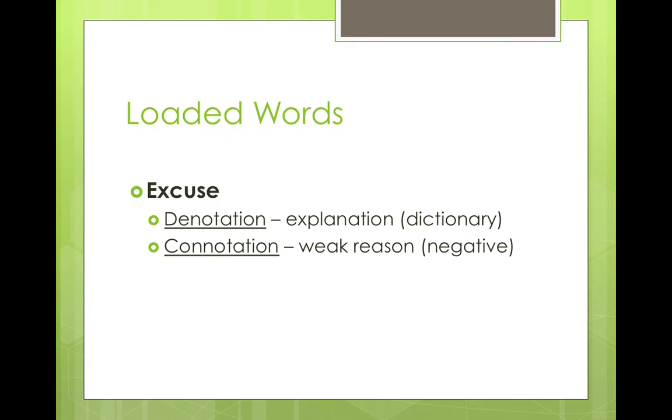The denotation is very clear. It's an explanation. Why were you late today? I had to take my wife to the hospital to give birth. That is an explanation as to why I was late. But when they come back and say, well, that's just an excuse, what they're really saying is that's a weak reason. Well, why were you late for school today? Well, the traffic was really bad. That's not much of an excuse right now, is it? The traffic was really bad. There was an accident. Well, that's just an excuse. You should have left earlier. So that connotation kind of takes over.